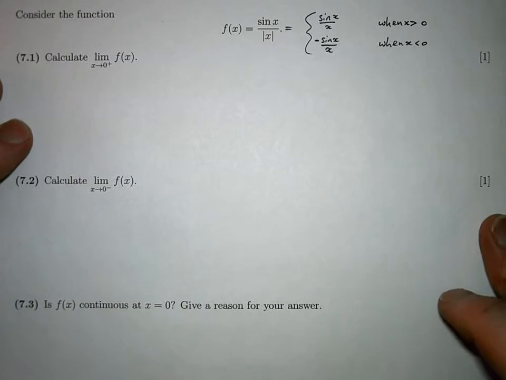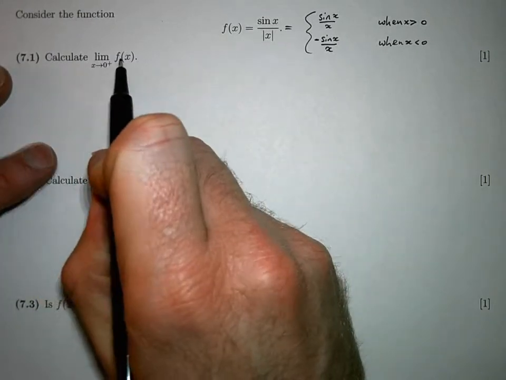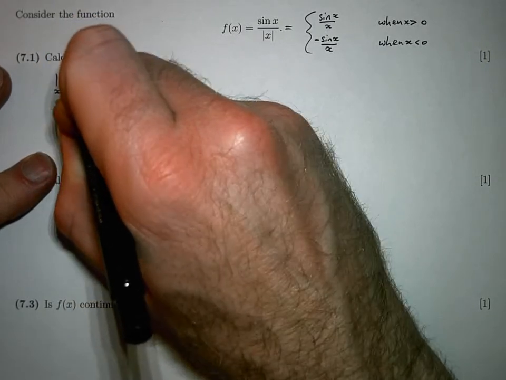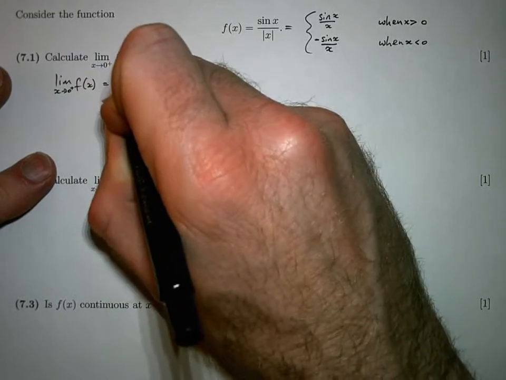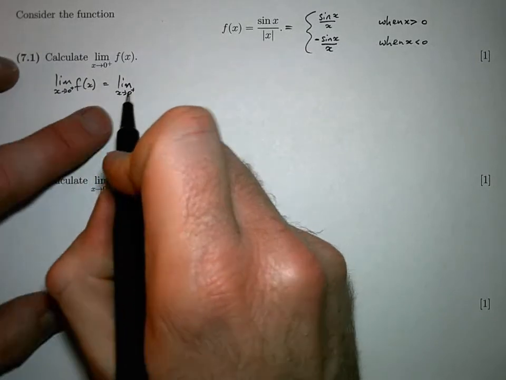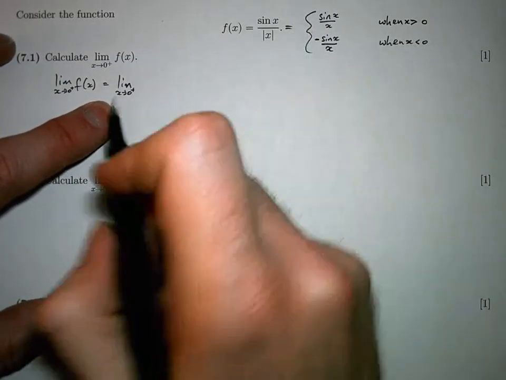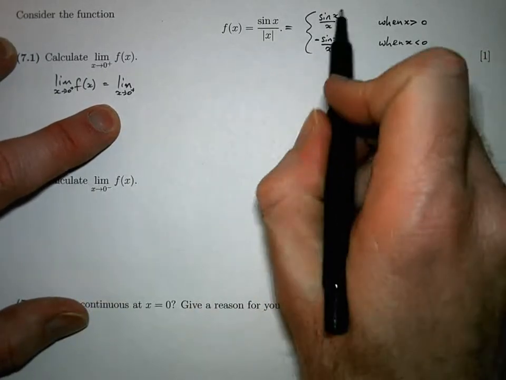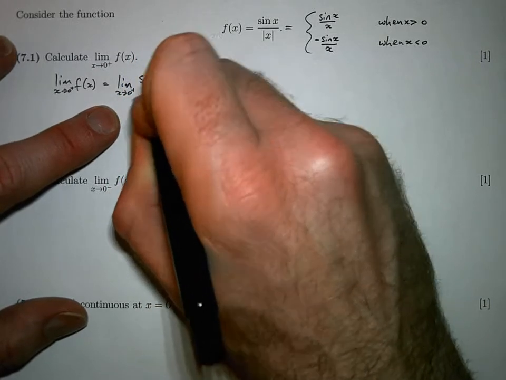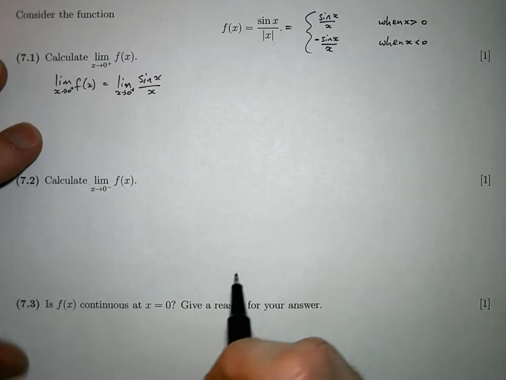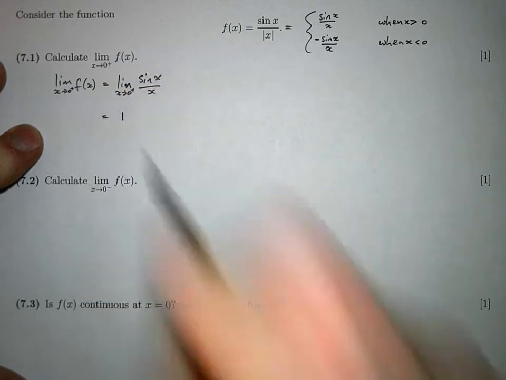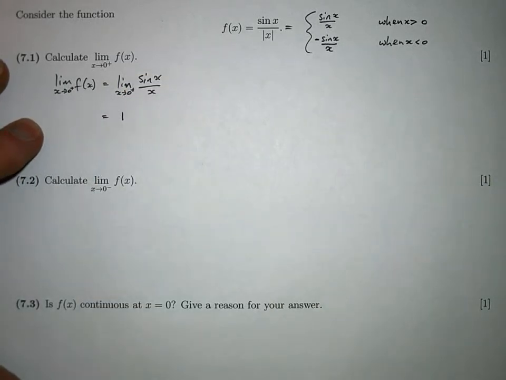Alright, so 7.1, we're asked to calculate the limit as x approaches 0 from the positive side of f of x. Well, that's simply equal to the limit as x approaches 0 from the positive side, and we're looking at the function on the positive side of 0. So what does the function look like on the positive side of 0? Well, it simply looks like this. So this is simply the limit of sine of x over x. And you know, as x approaches 0, this function approaches 1. That's one of the special limits that you needed to learn.